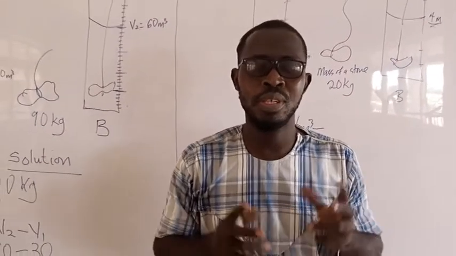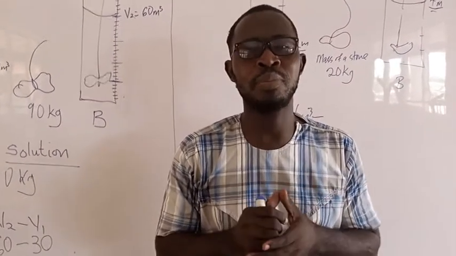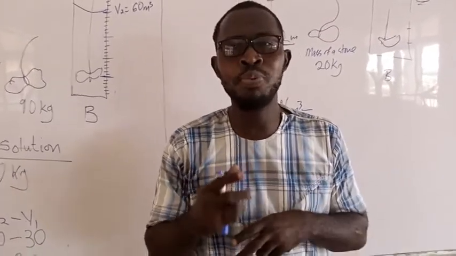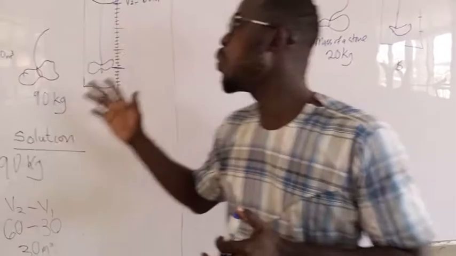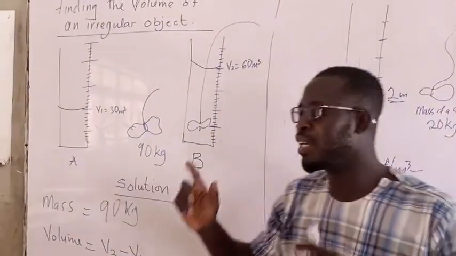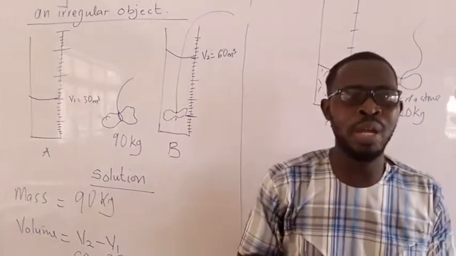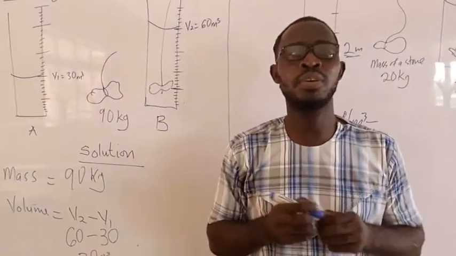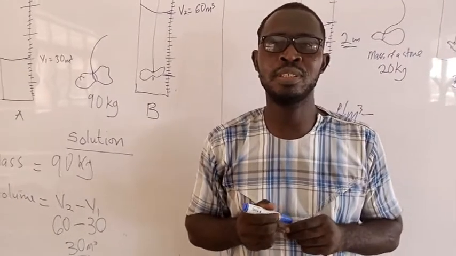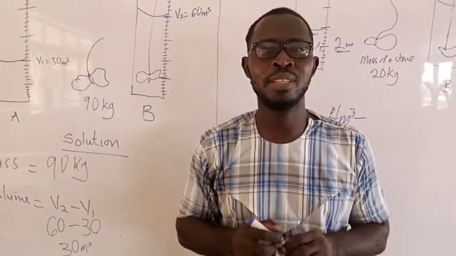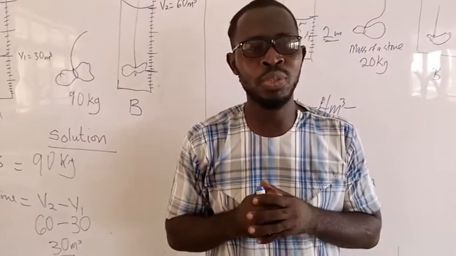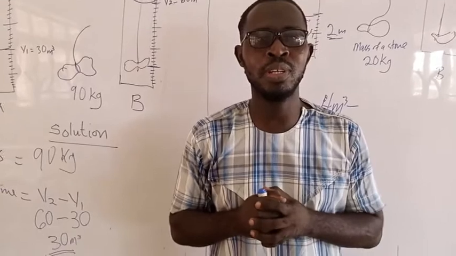On this note, I want to leave you with a very simple assignment. Do a short video of your improvised way of calculating the volume of an irregular object, and then send the short video to my WhatsApp number 0547695569. I want to look at what you have done and then continue learning.